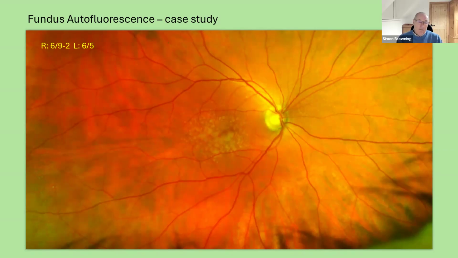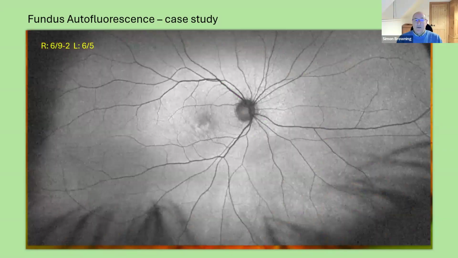This was a patient whose brother had gone blind with wet AMD. And he came to see me. He had noticed his vision was getting worse in his right eye. And this was the image we got straight away. Classic early dry type macular degeneration signs. And this was the autofluorescent image that we got.